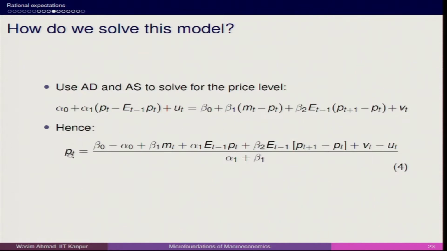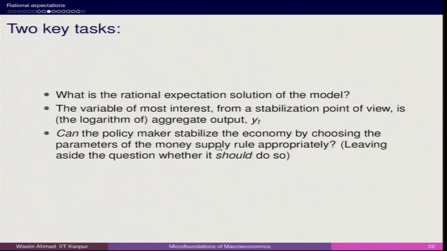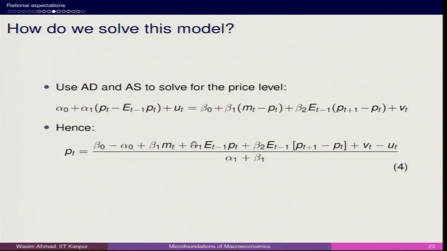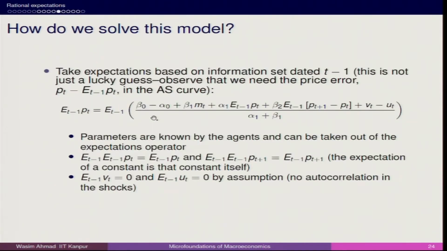Now once I solve for P_t, this is the P_t equation. Here you will notice that we have error terms of both aggregate demand and aggregate supply, divided by the coefficients of the aggregate demand and aggregate supply. This is what we have, beta 1. Now, in order to form the objective expectation, let us work it out.